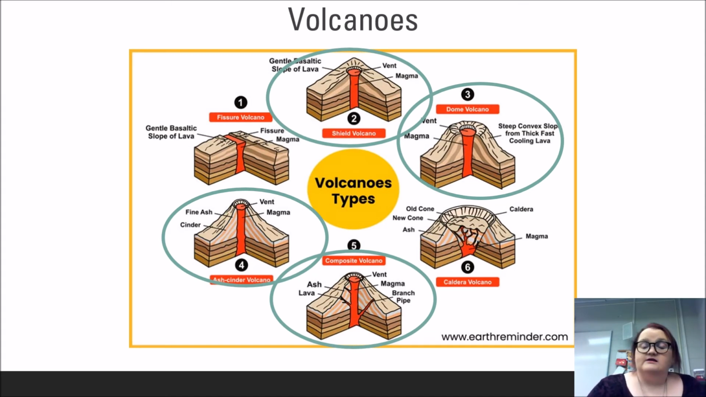Lastly, there's the composite volcano. This is the one that you're most likely familiar with. Composite volcanoes have violent eruptions that spew lava, ash, soot, and cinder into the atmosphere, along with very damaging lava flows. Classic examples of composite or stratovolcanoes are Mount St. Helens and Mount Vesuvius.